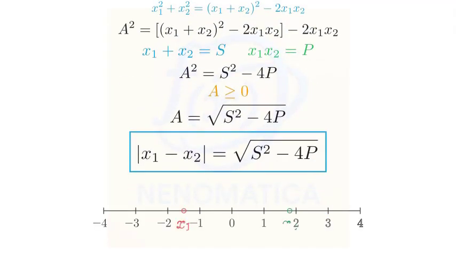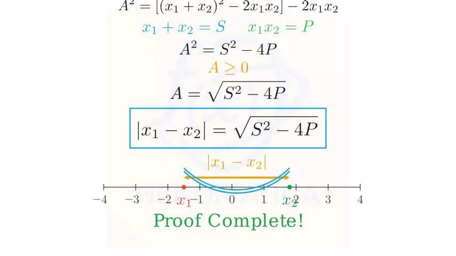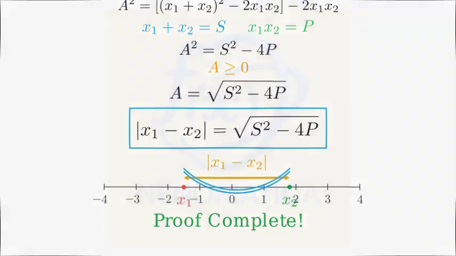This formula depends only on the symmetric data s and p. It does not change if x1 and x2 swap, which matches the idea that a distance ignores order. Proof complete. In problems, you can compute s and p directly from the quadratic coefficients using Vieta relations, and then use this identity to get the distance between the roots instantly.